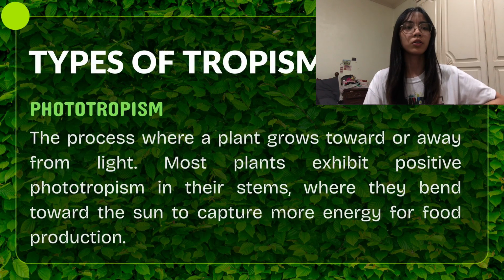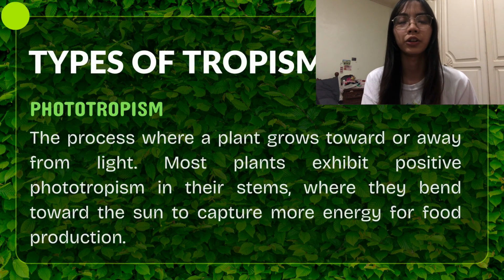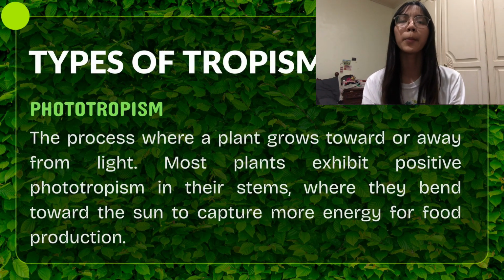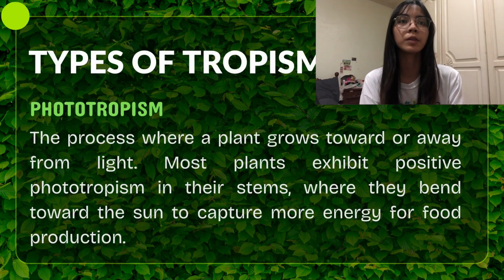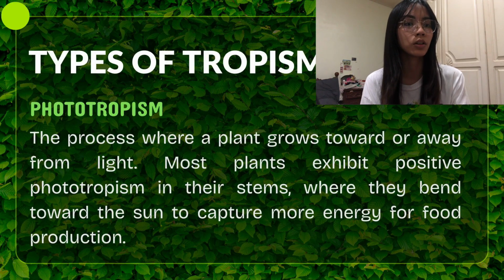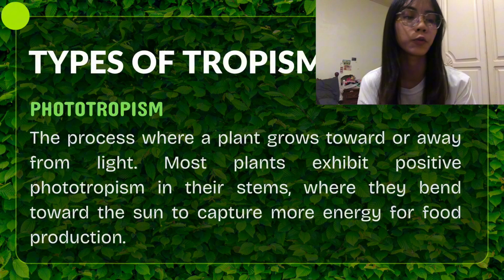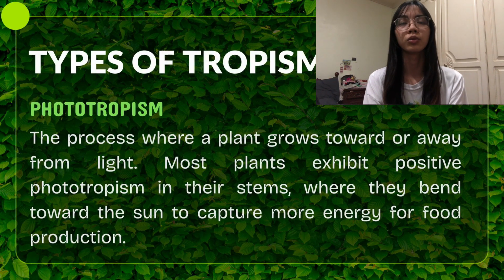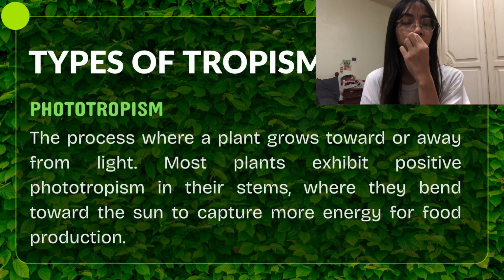So the first type of tropism is phototropism. As we have tackled earlier, phototropism is where the plant grows towards the light so that it can get light energy from the sun for food production. It says here that it is the process where a plant grows towards or away from the light. Most plants exhibit positive phototropism in their stems, where they bend towards the sun to capture more energy for food production.